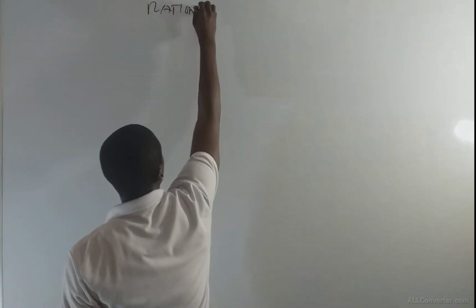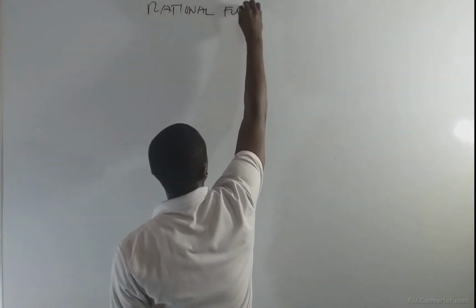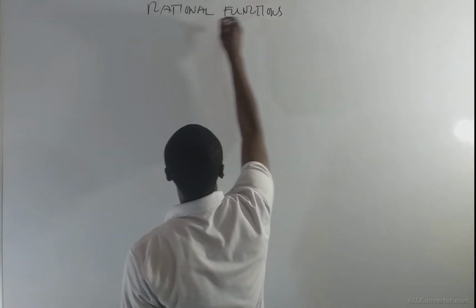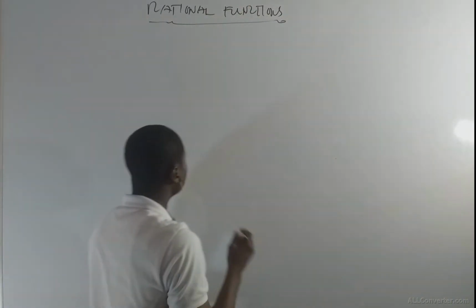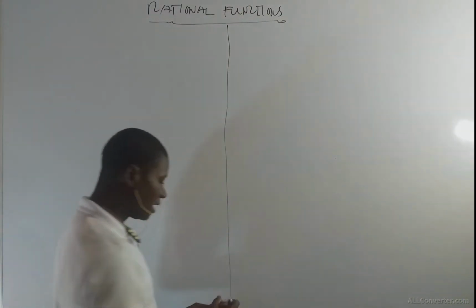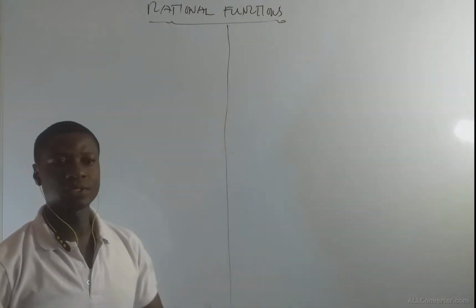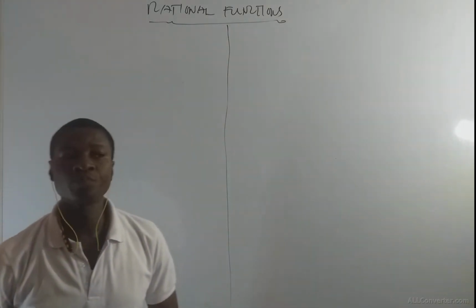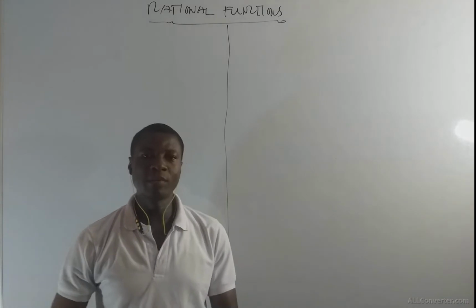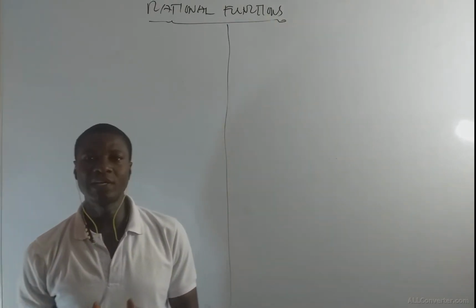But on this particular episode, I'll be teaching you rational functions. Now, we are going to look at what we call rational functions. A rational function in general is the division of two polynomials, or the ratio of two polynomials. So when you divide one polynomial by the other, what you get is what we call the rational function.